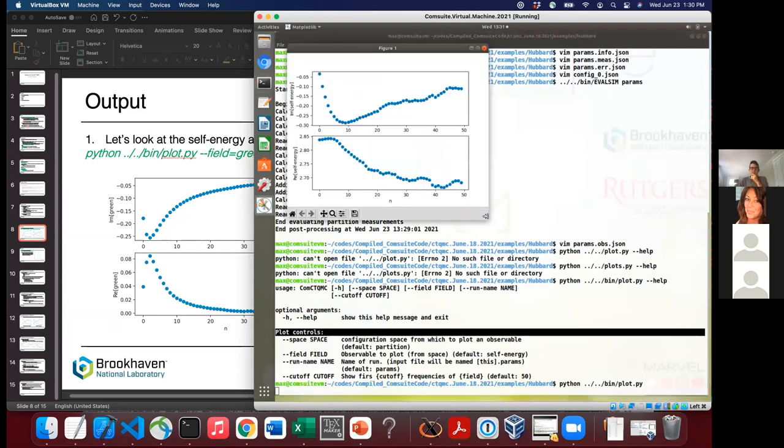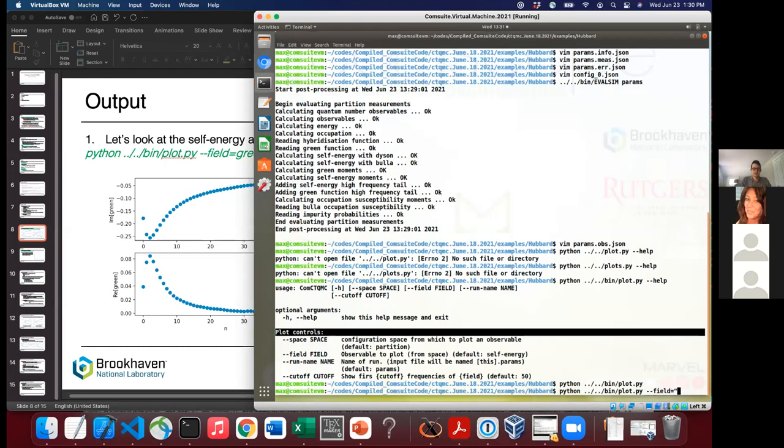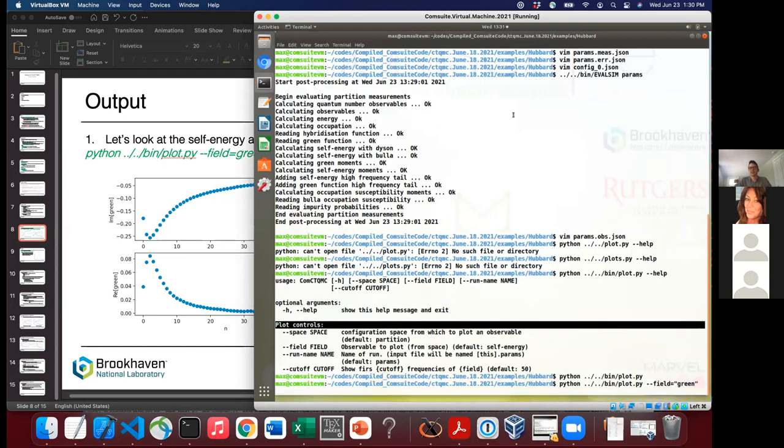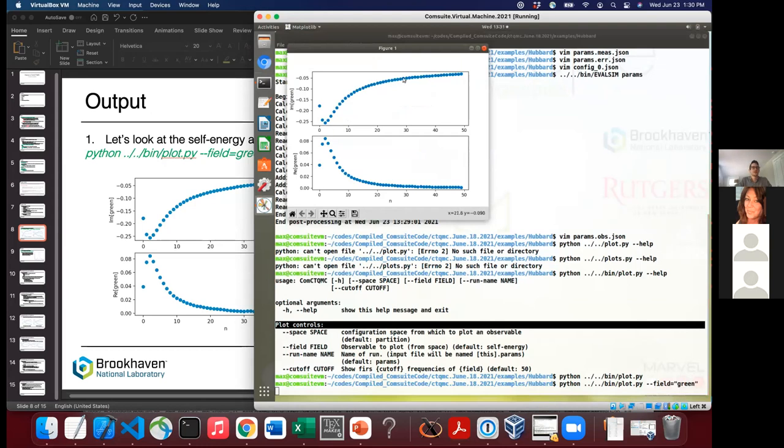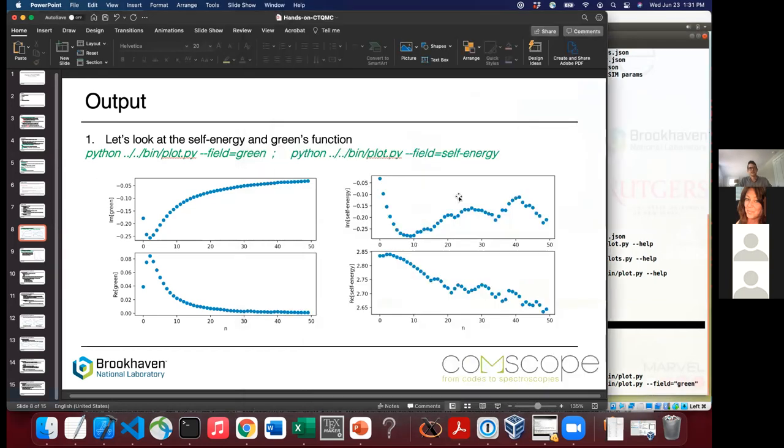It should pop up, and you see this plot, or something like it. Probably you see a different plot because this is a stochastic thing. The errors aren't going to be the same between our runs, but it should look similar. If you look at the green function, you should see pretty much exactly what I have because this converges so quickly. And here you can see another example of what your self-energy might look like, which probably you have the start looking pretty similar, and then the end might look different.